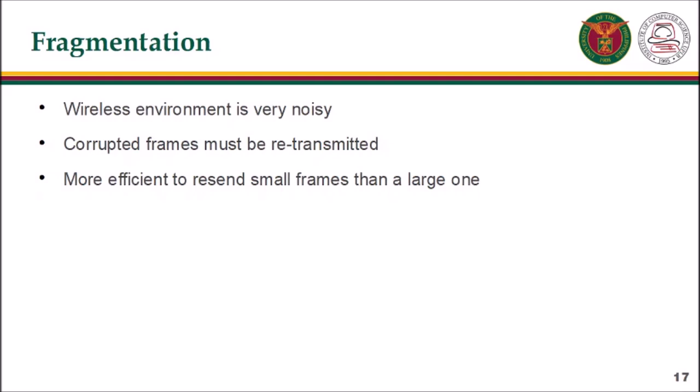A corrupt frame has to be retransmitted. The protocol therefore recommends fragmentation, the division of a large frame into smaller ones. It is more efficient to resend a small frame than a large one.